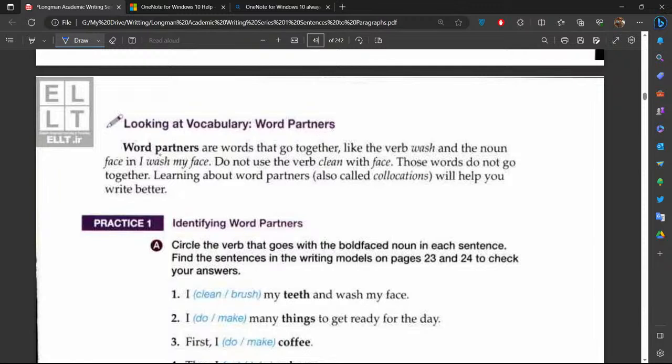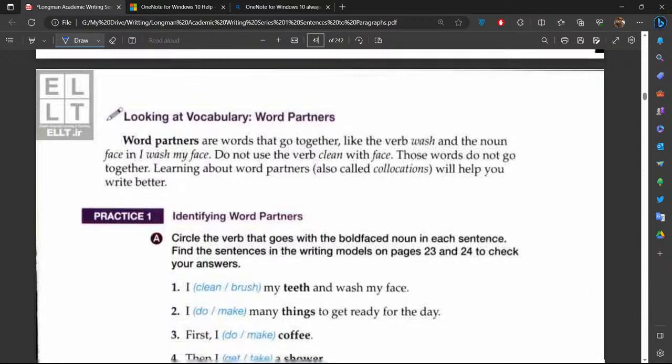What were word partners? Word partners are words that go together, like the verb wash and the noun face. I wash my face. Do not use the verb clean with face. I clean my face is wrong. I wash my face. These words do not go together. Word partners are also called collocation. We call it collocation as well, right? So that is it.